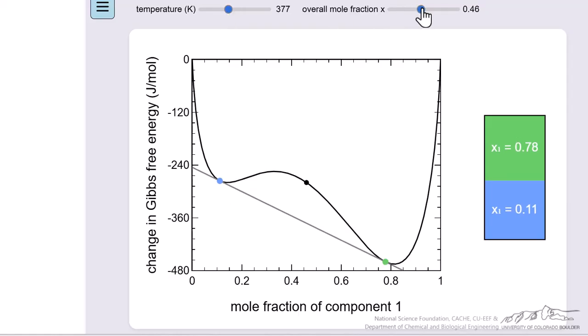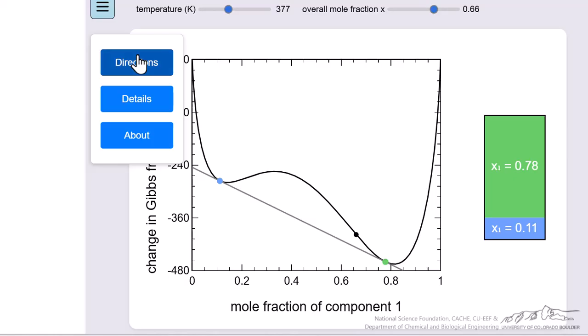If I change this point here, then you can see the relative amounts of each phase change, and that's just calculated from the lever rule. These simulations have directions that talk about what I just showed you and also have details about the calculations.